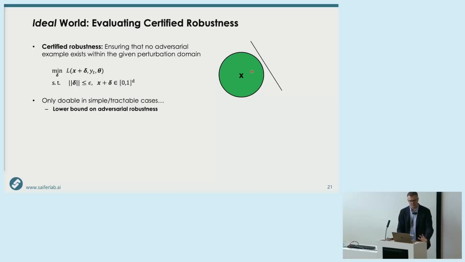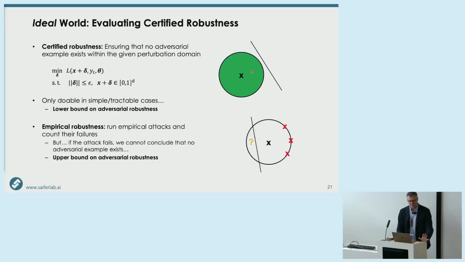And it's only doable in some simple and tractable cases. There are techniques for doing that and so on. So what most people do is measure empirical robustness. You run gradient-based attacks against your model, and you measure how many succeed and how many fail. Now, the problem is that if you find an adversarial example, you're sure that you found a bug in the model. But if you don't find any, you cannot conclude that there's no adversarial example in this domain, because I'm just sampling this volume at certain points, according to the strategy that I have.